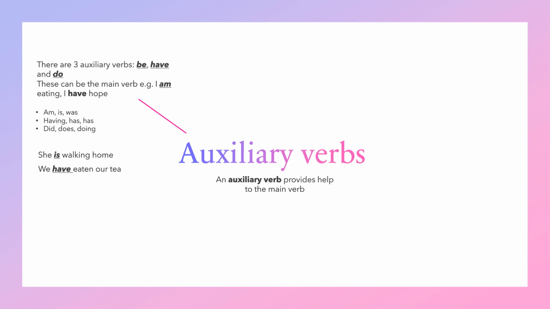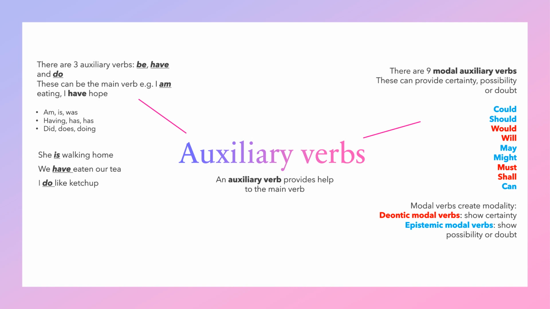Next one, we have eaten our tea. So the main verb is eaten and the auxiliary verb is have. I do like ketchup, like being the main verb and do being an auxiliary verb. You could also change "I do like ketchup" to "I did like ketchup." Did would still be the auxiliary verb, it would just be past tense.